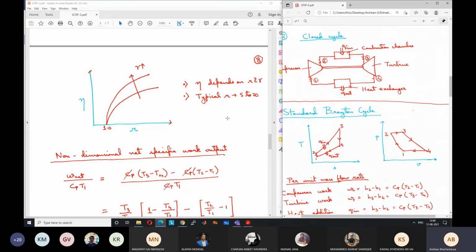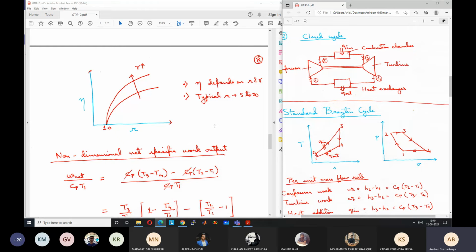So there are two important output parameters that we study for any sort of industrial gas turbine. One is the efficiency of the turbine, and second is the specific work output, per unit mass flow rate of air, per unit mass flow rate of working fluid, what is the work output from the turbine? What is the importance of specific work output?